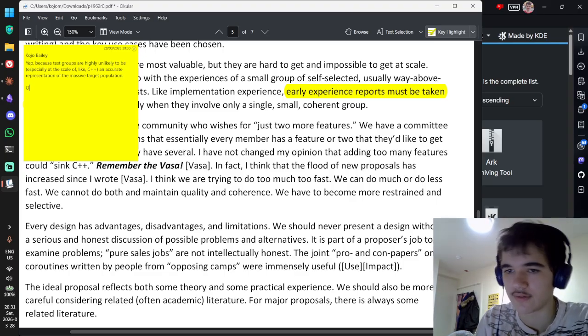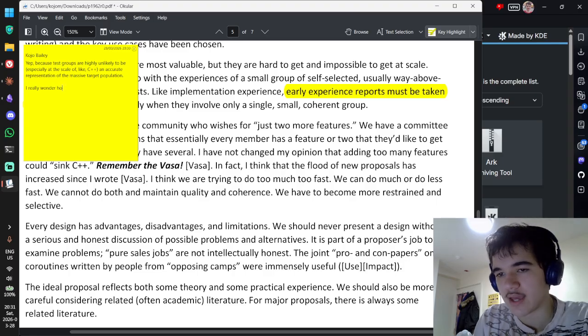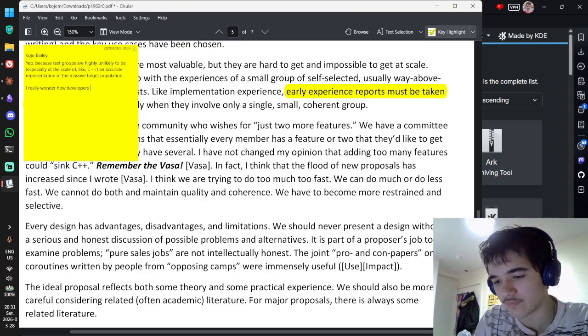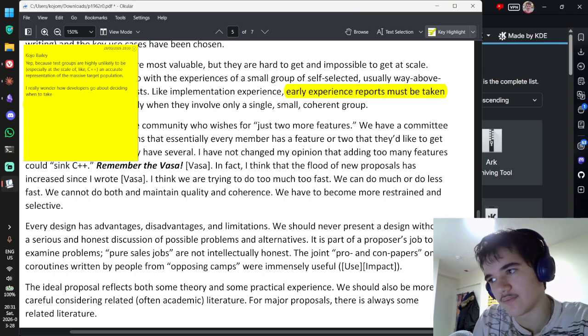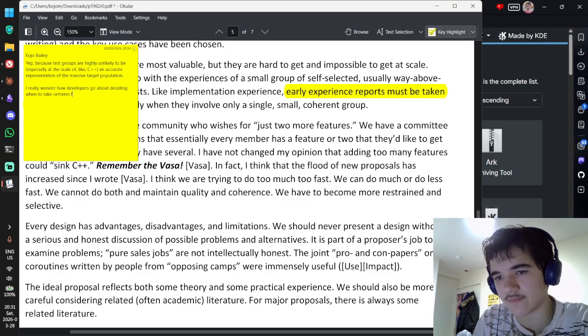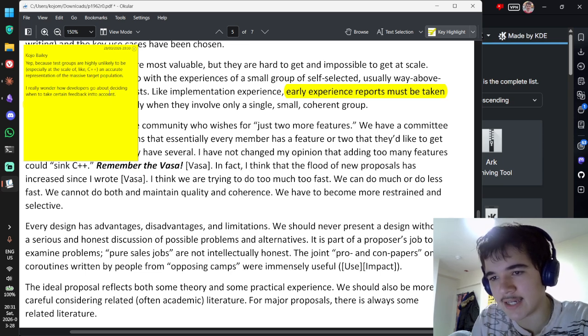I really wonder how developers go about deciding when to take certain feedback into account. Not how they go about deciding, but what systems exist for developers to go about deciding. Because I mean something scientific, not just what they subconsciously do.